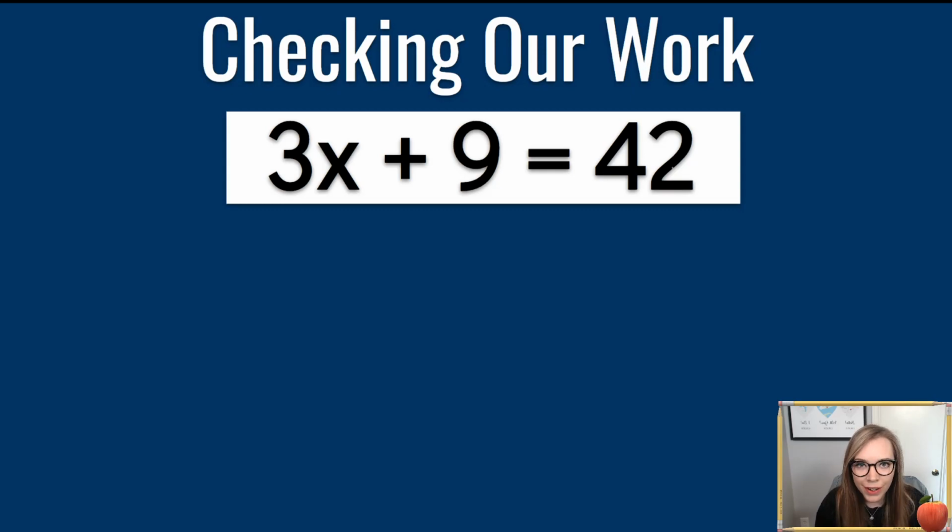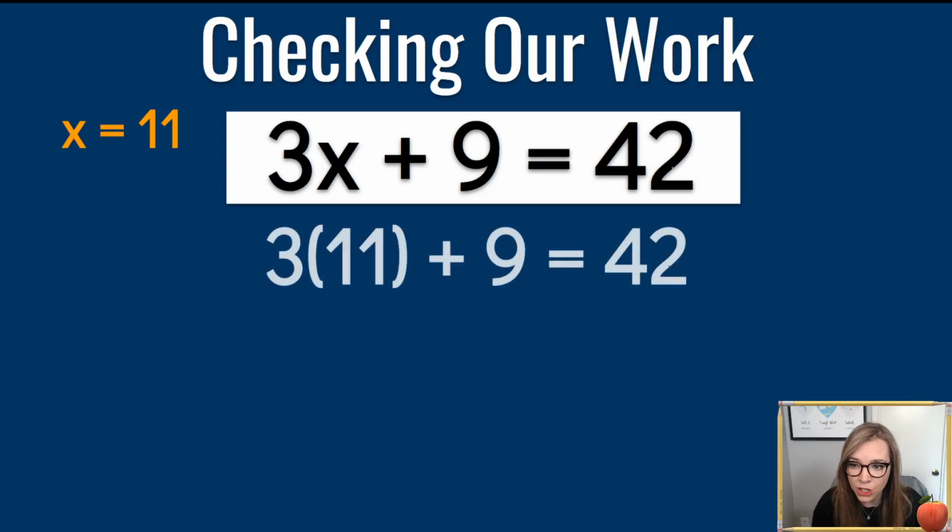So to check our work, we need to remember what we found our solution for x to be. And in this case, it was 11. So now what I'm going to do is rewrite the whole entire equation, but instead of putting in x, I'm going to replace x, or substitute out x, for what we found it to be, which is 11. So let's rewrite this equation.